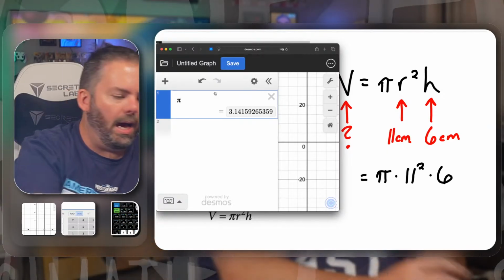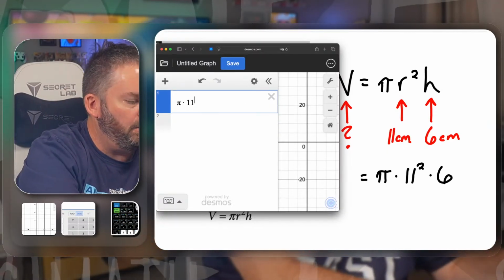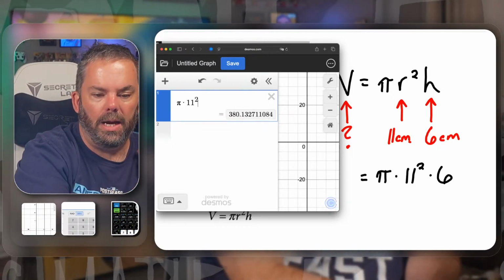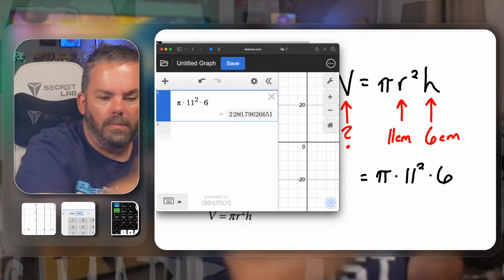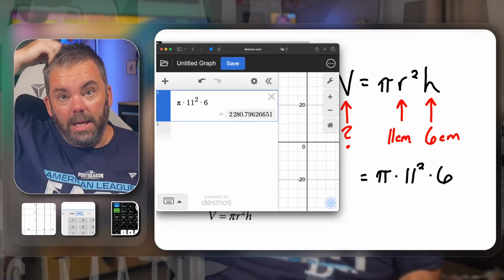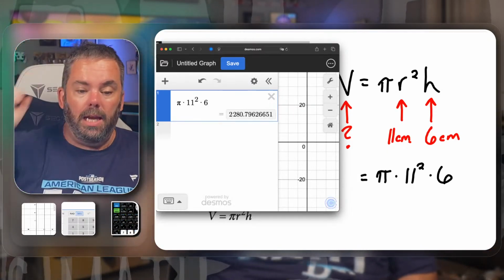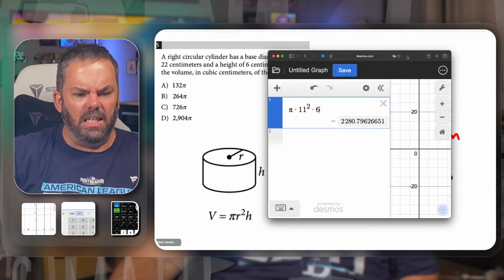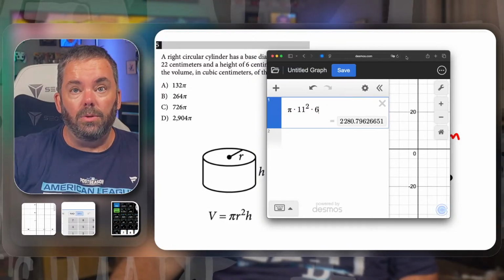I'm going to type pi times 11 squared. Oops, not 11 to the 23rd. Goodness, 11 squared times 6. Now, if we look at that, we get this answer, right? 2,280 point some stuff. And that's not any of them. And here's the reason why.